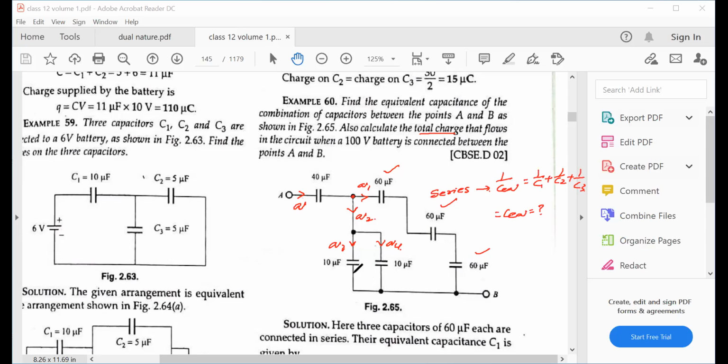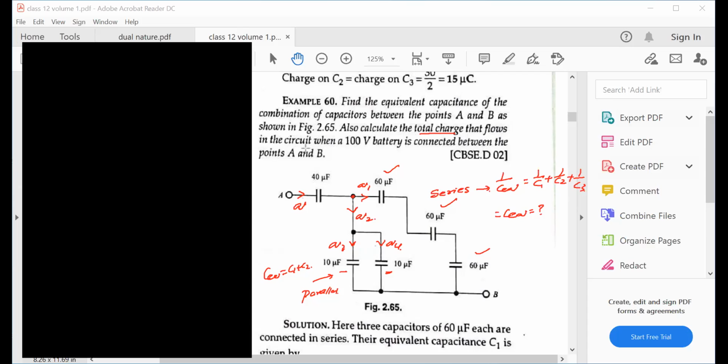Now when you come back to this one, the 10 microfarad and 10 microfarad capacitors are connected in parallel. When these two are connected in parallel, we know the formula: C equivalent is equal to C1 plus C2. After finding these for series and parallel, I'll redraw the circuit. After that, we'll solve the final circuit. So the circuit will be like this. At point A, there is a capacitor. This capacitor is your 40 microfarad.